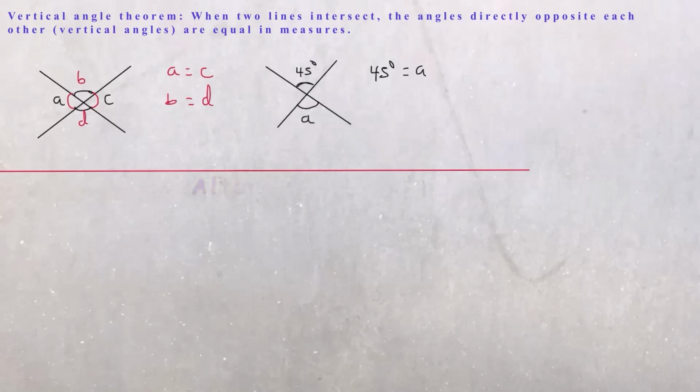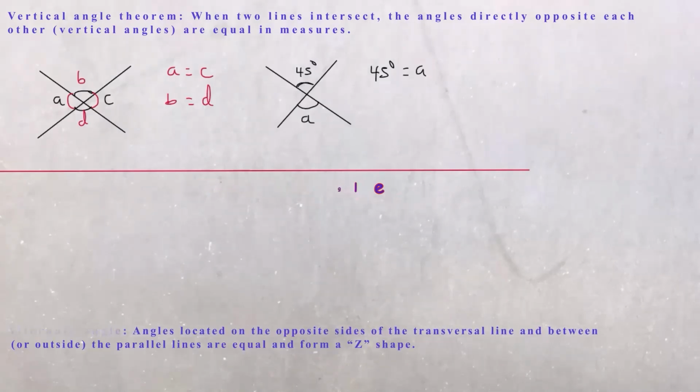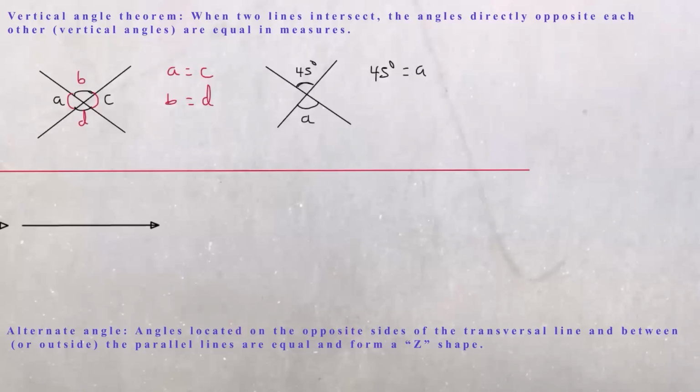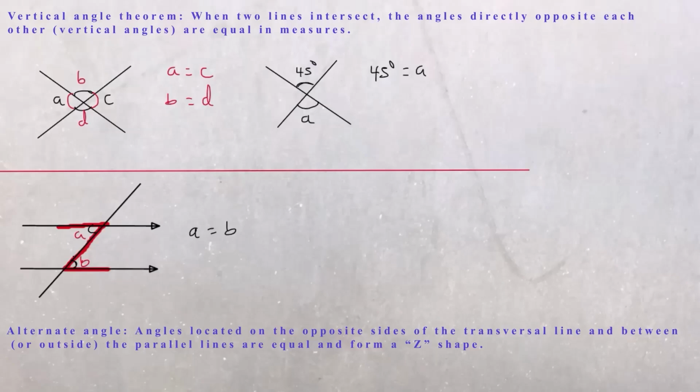Let's look at alternate angles. Angles located on opposite sides of the transversal line and between the parallel lines are equal. Supposing we have two parallel lines and a slant line cut across the two, which is the transversal. The concept states that the angle here, which is A, is the same as the angle here, which is B, and it's also known as the Z pattern. Looking at this example, A will be equal to 20 degrees since they are alternate angles.